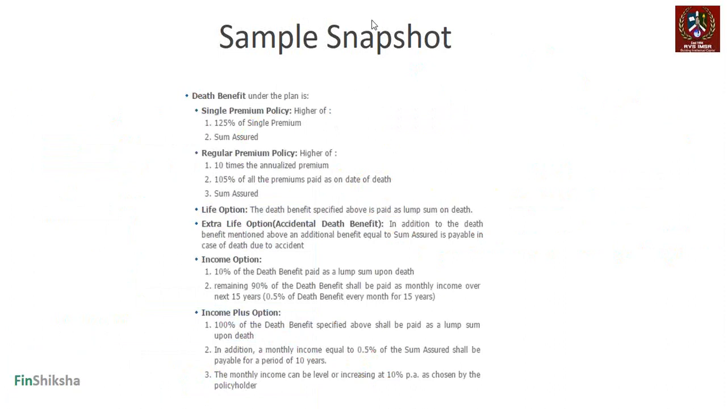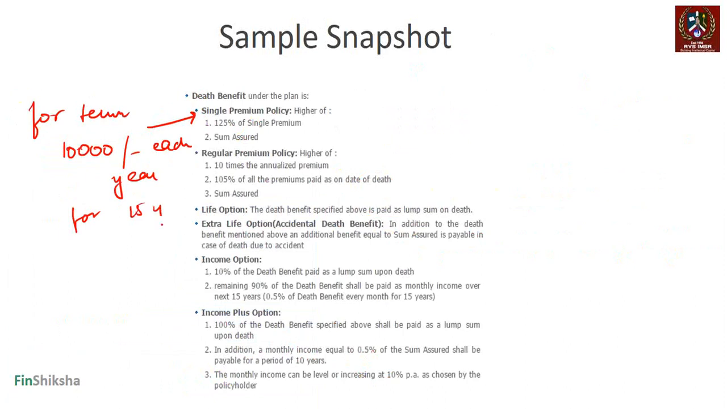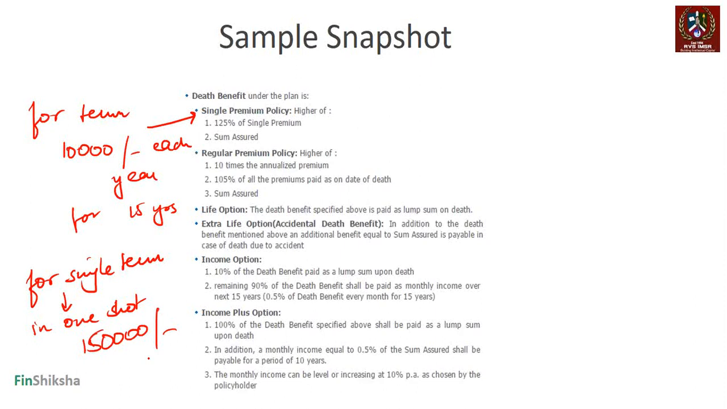Let's look at some of the other terms that are there. Now, death benefit is, for a single premium policy, premium can be paid for the policy term. Let's say you pay 10,000 rupees each year for 15 years, correct? That's about 1,50,000 rupees you've paid. Or you could pay as a single premium, or in one shot. You can just pay one single premium, right? And that one single premium could be 1.5 lakhs straight away, correct?